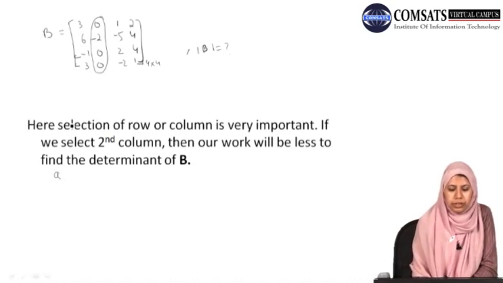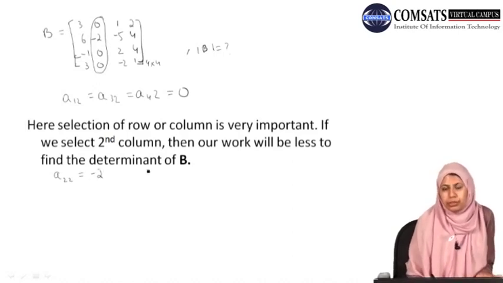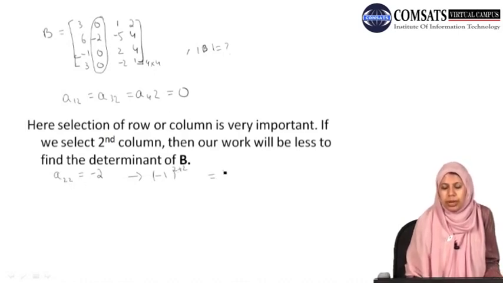Okay, our entries A12, the entry at third row second column, and the entry at fourth row second column, they are all 0. Our non-zero entry is A22, which is -2. What we have to do? We have to find two things. The number associated with this entry, the number will be -1 to the power 2 plus 2, which is 1.